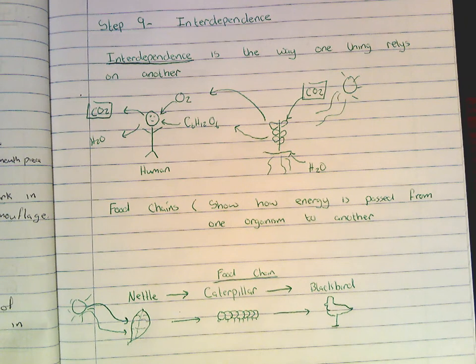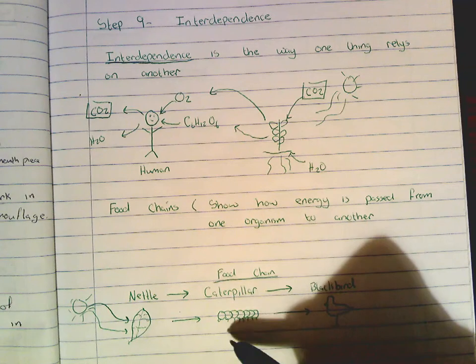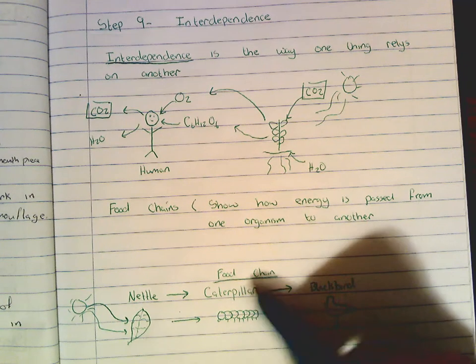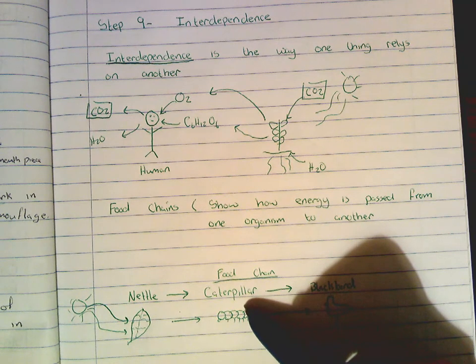We can also have what are known as food webs. And a food web shows a number of interconnecting food chains. So if we take this food chain, for example, we can have a much more complicated or more detailed what's known as a food web. We look at an example of what we mean by a food web.